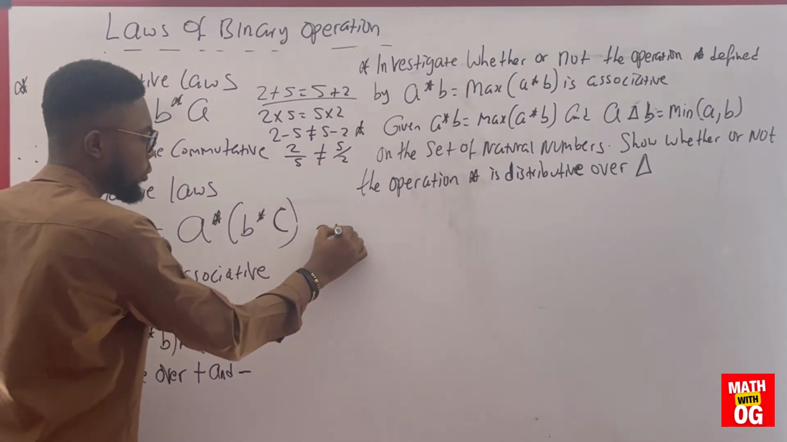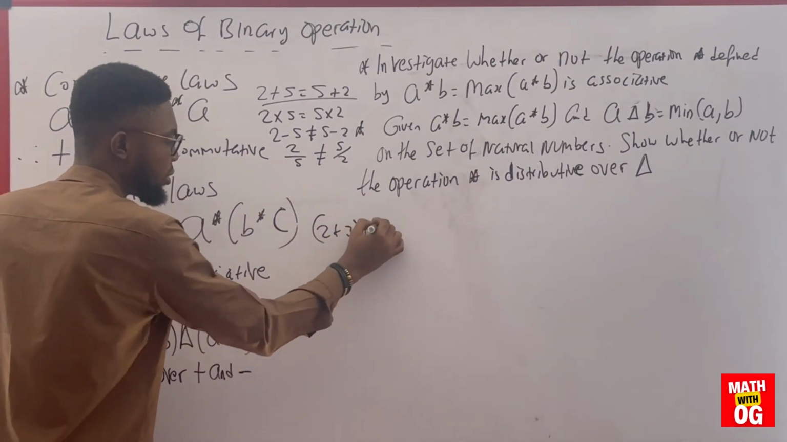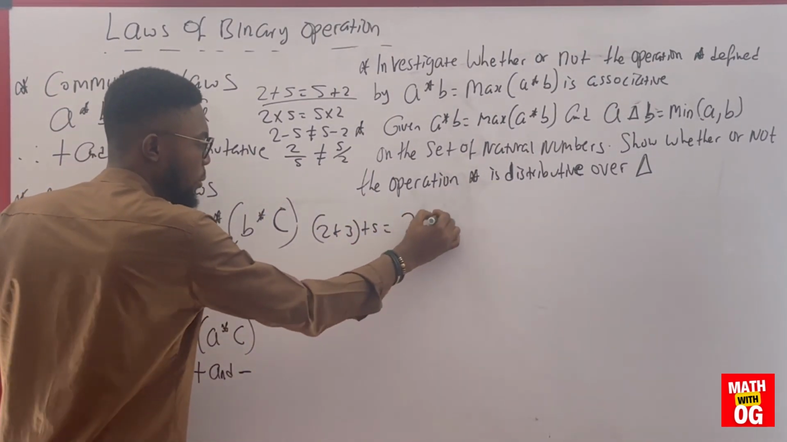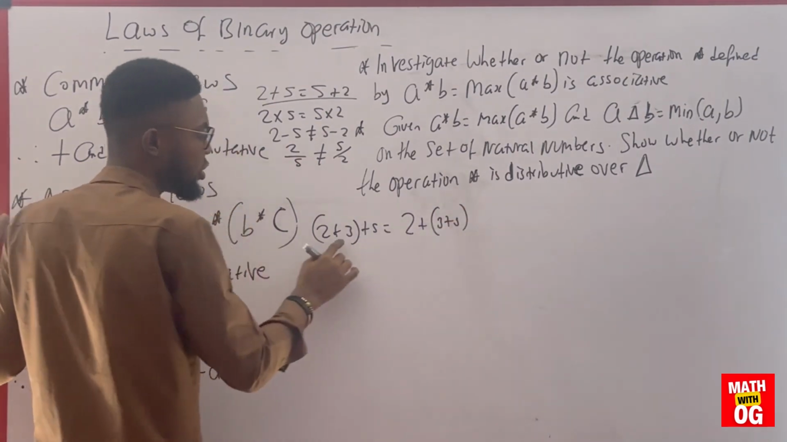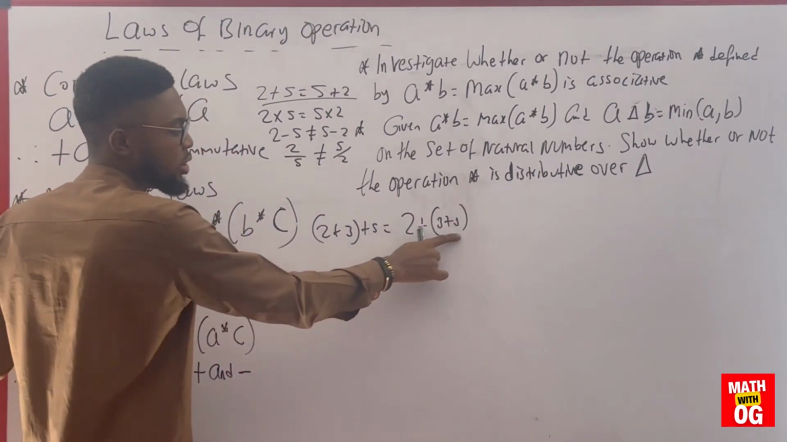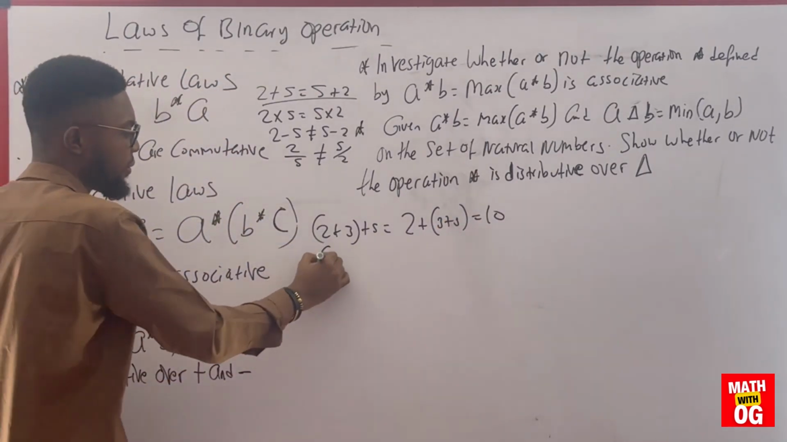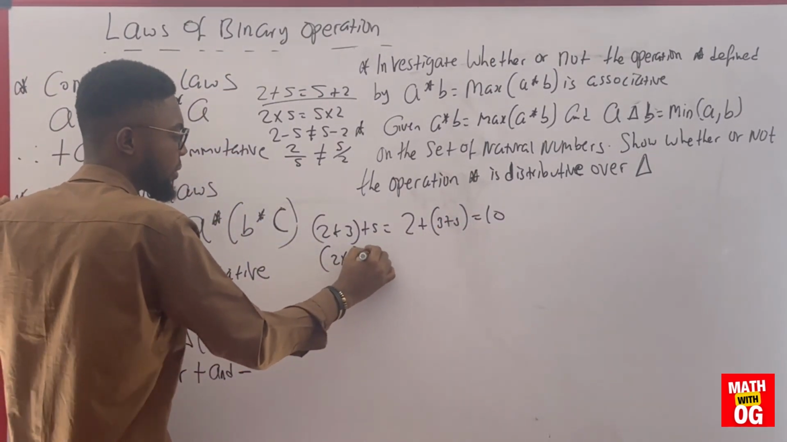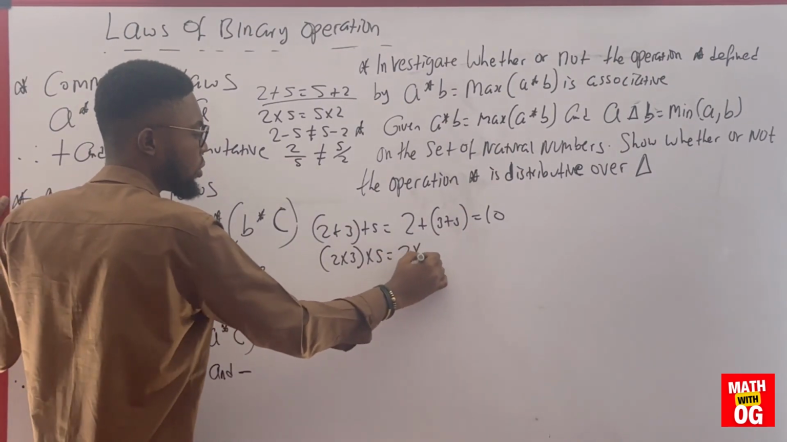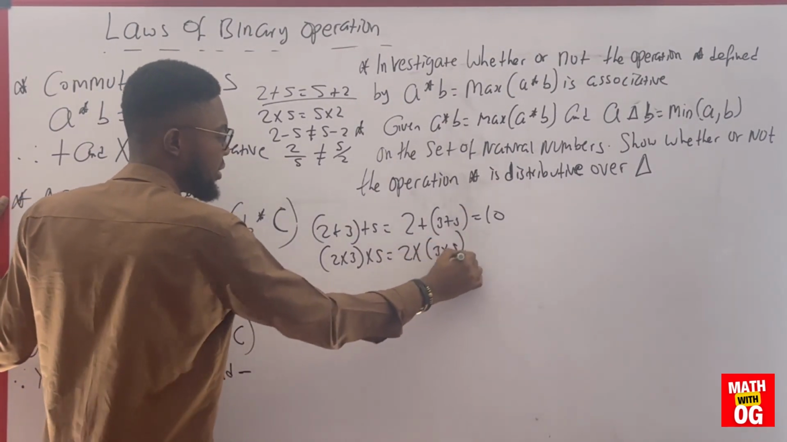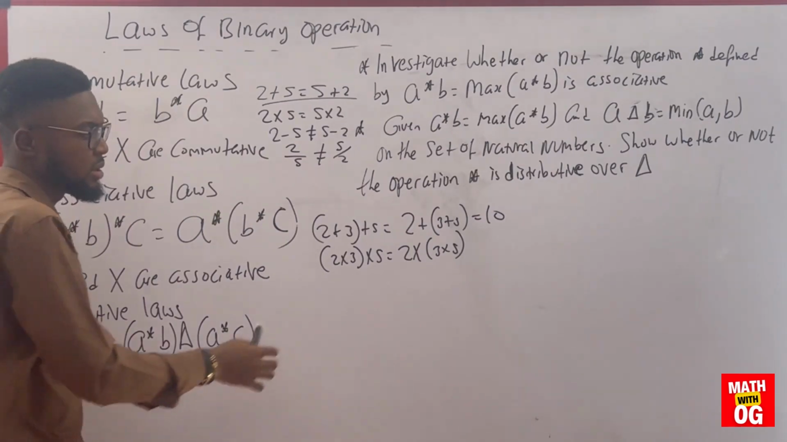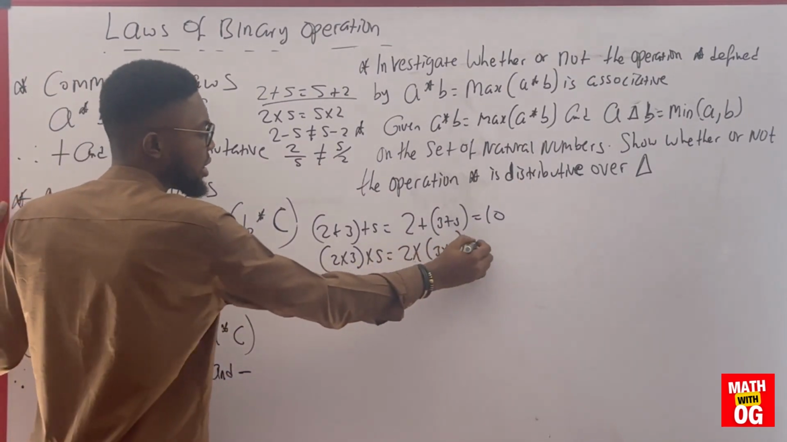So if you have (2 plus 3) plus 5, this should be equal to 2 plus (3 plus 5). This will give you 5 plus 5, 10. This will give you 8 plus 2, 10. So you have the same value. In a similar fashion, (2 times 3) times 5 is equal to 2 times (3 times 5). This will give you 6 times 5, 30. This should give you 15 times 2, 30.